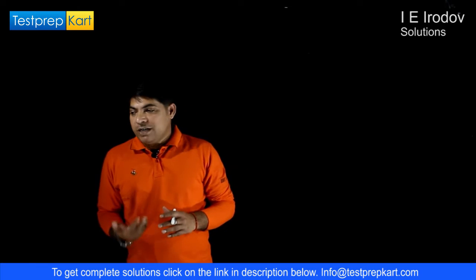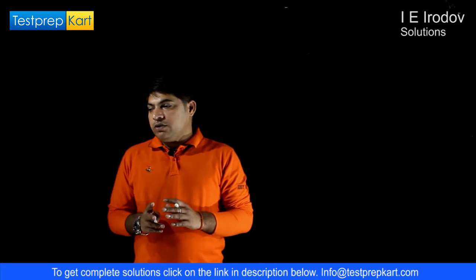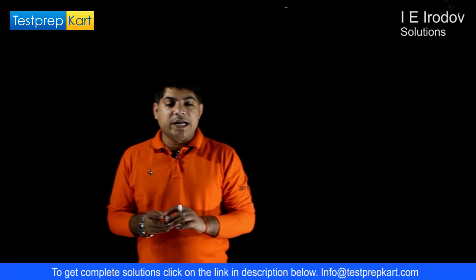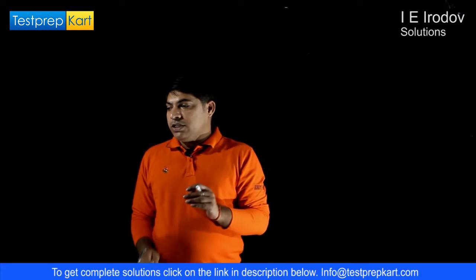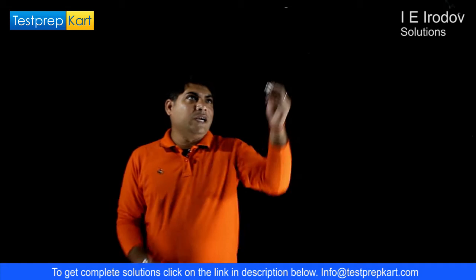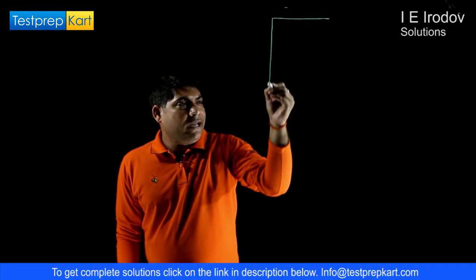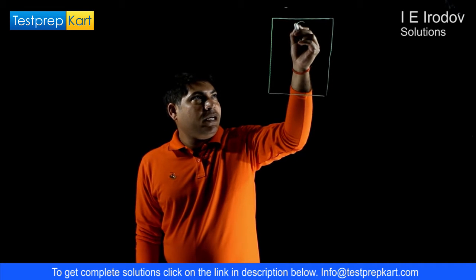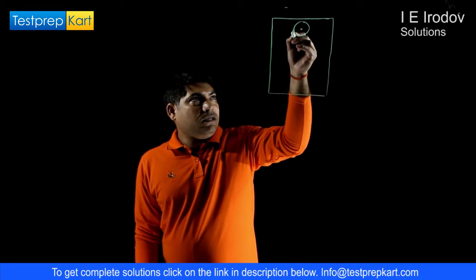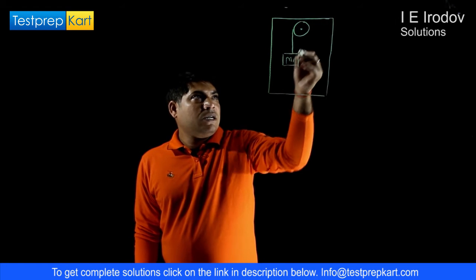Problem number 1.71. A pulley is fixed to the ceiling of an elevator car that carries a thread whose ends are attached to loads of mass M1 and M2. It means there is an elevator. In this elevator there is a pulley and two masses, M1 and M2.